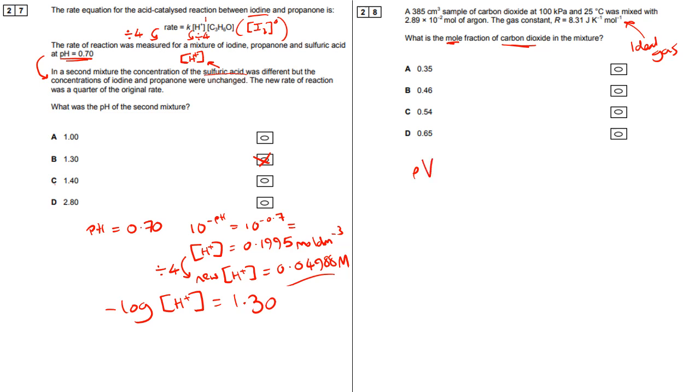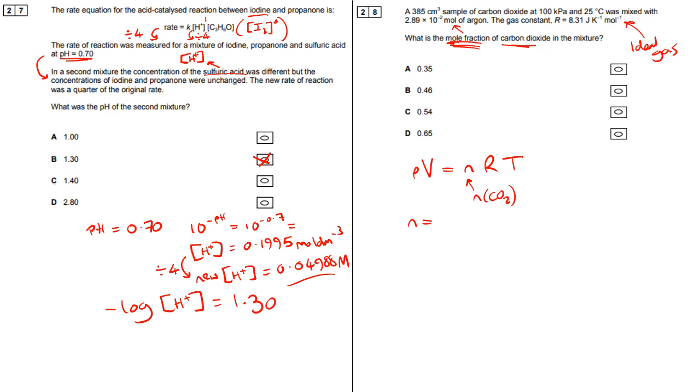So you've got the pressure, you've got the volume of carbon dioxide, you've got the gas constant, and you've got the temperature of the mixture. So we can work out the moles of CO2. The moles of argon we don't need just yet. We need the moles of argon when we're working out the mole fraction. Remember, mole fraction comes from the Kp topic. So how do you work out the moles of CO2?